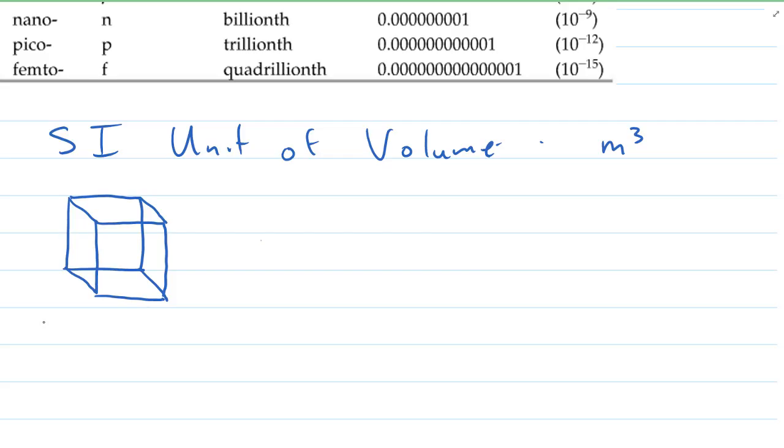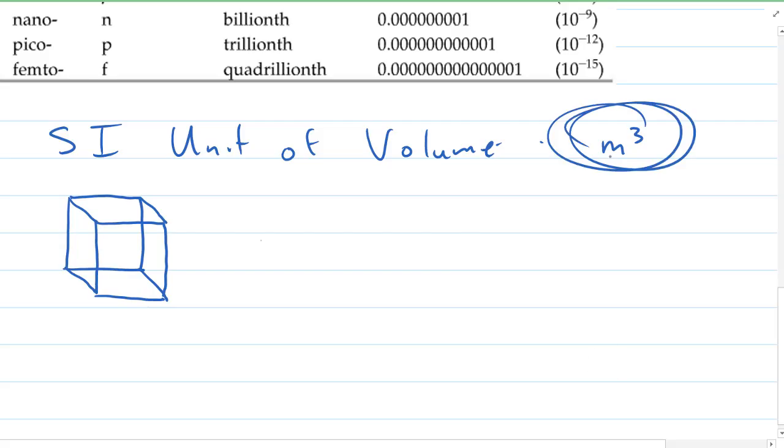And if we want to talk about the SI unit of volume, the SI unit of volume is the cubic meter. Now if you think about what a cubic meter is, this here represents a meter right here. This is what a meter looks like.